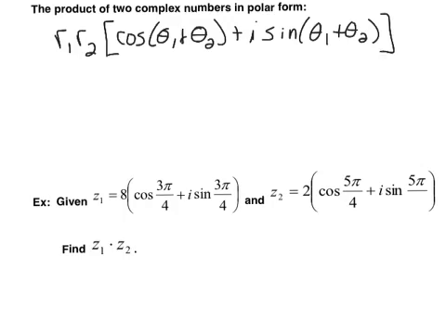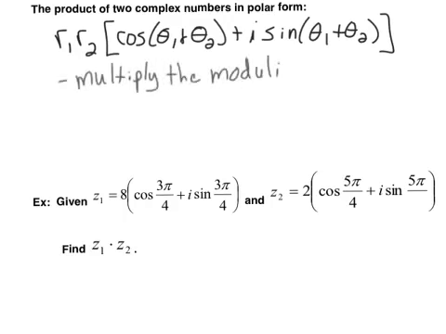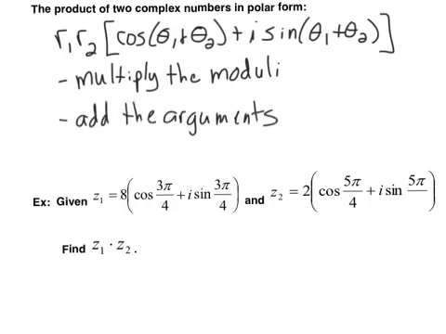So when you want to multiply complex numbers in polar form, you do two things. You're going to multiply the moduli, which means the radii, r1 times r2. And you're going to add the arguments. And then you'll leave them in this form here, where you'll have a single number out front, and you'll have a cosine of an angle plus i times sine of an angle. So we're going to work through an example to show you how to do this.